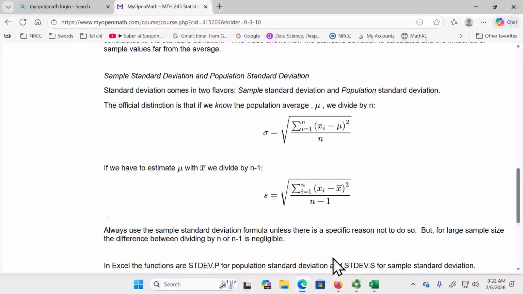Here, this is n minus 1. This is because this is a sample, and we have degrees of freedom. We'll get to degrees of freedom later. In the population, it's divided by the size of the population. For this, it's n minus 1.